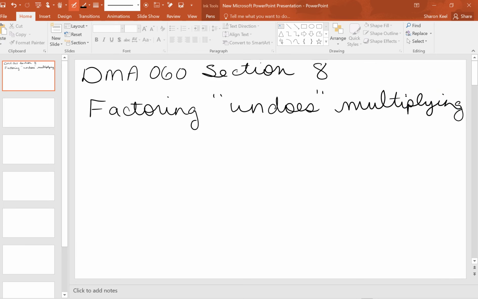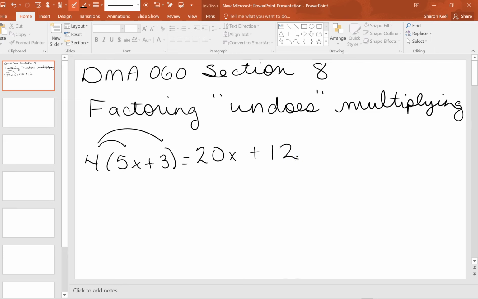So if, for example, we have 4 times 5x plus 3, what we have previously learned was how to distribute. When we distribute, 4 times 5x is 20x, and 4 times 3 gives us 12. What we're going to do now is be given the 20x plus 12, and we're going to be asked to factor it.